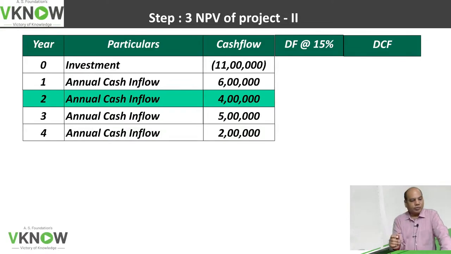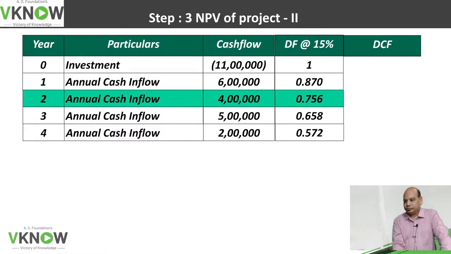Use the factor now, 15%. 1 divided by 1.15 equals 0.870, then 0.756, 0.658, 0.572. Now please multiply and give me the total. Come on. Multiply cash flow and discounting factor and total.